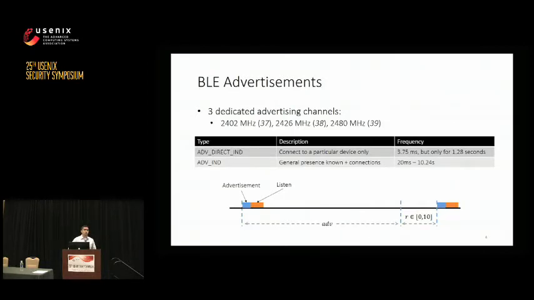And it's supposed to minimize the probability of collisions of different advertisements from different devices. Now, the advertisement message contains the source address of the device along with many identifying fields, for example, like the device's name.